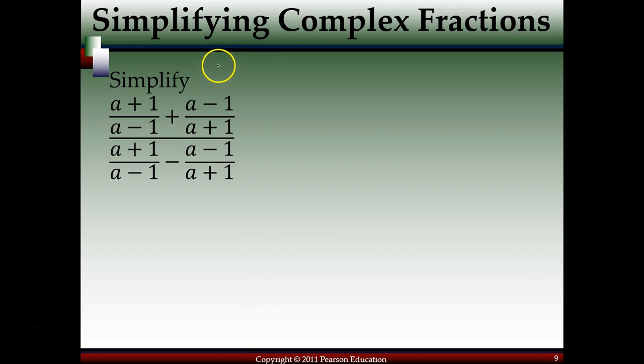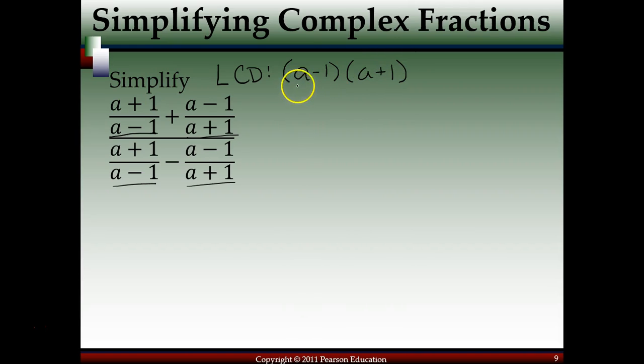So the LCD of this complex fraction, look at each of your denominators. This has a factor of a minus 1. Here's a plus 1. Again, a plus 1, a minus 1. So those two factors just multiply together. So a minus 1 and a plus 1.